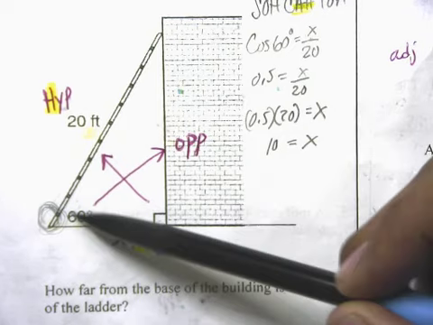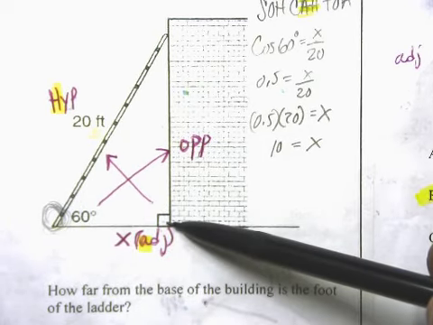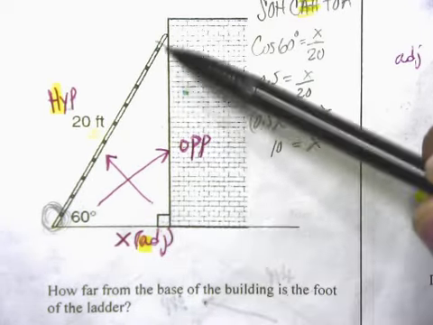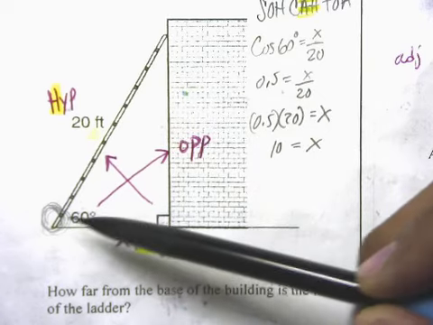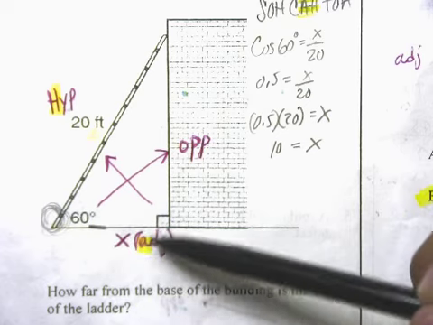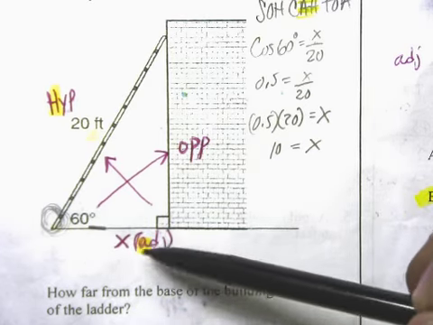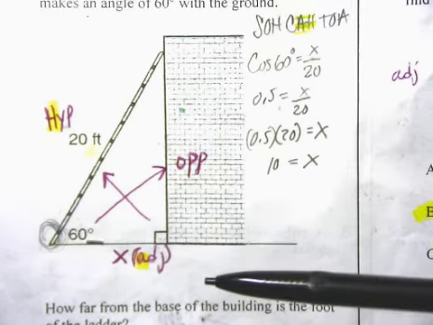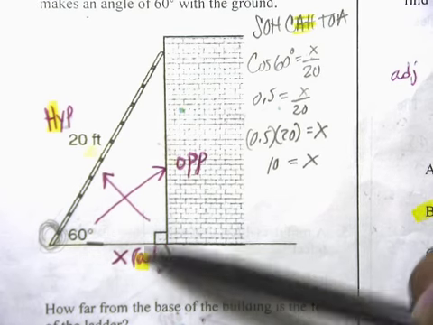They're asking me how far from the base of the building, here's my building, how far is it from here to here? That's what they're asking me. They're not asking me how high this wall is. They're asking me how far it is from the base of the ladder to here. So think about that for a second. What are they asking me to find? They're asking me to find the adjacent side.